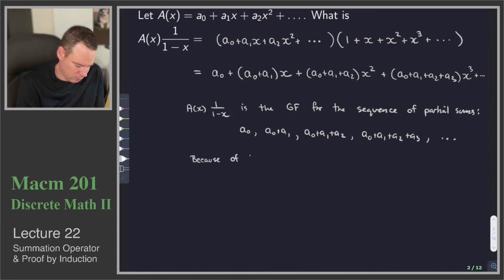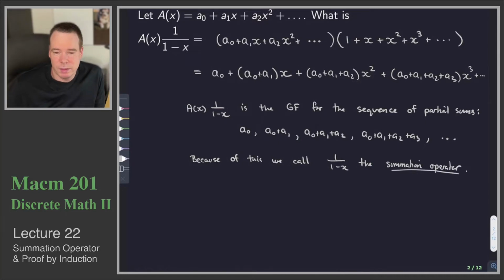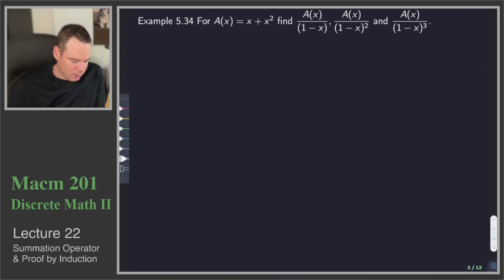So because of this, we call 1 over 1 minus x the summation operator. Because what it does is if we have any generating function and I multiply it by 1 over 1 minus x, I get the generating function for the sums of the terms of the sequence, in the sense that it's the first term and then the sum of the first 2 and then the sum of the first 3 and so on. So we can now go ahead and repeatedly do this.